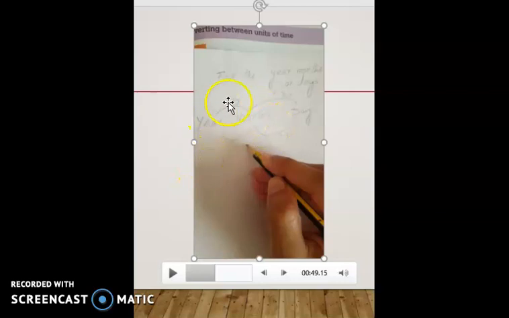Like I have 2 years, I have to convert this into months. I have to multiply it by 12. If I have some months and I want to convert them into days, I will multiply by 30. Likewise, if I have days and I want to convert into months, it means days to months, small to big, I will divide by 30. And from months to years, the opposite, I will divide by 12.